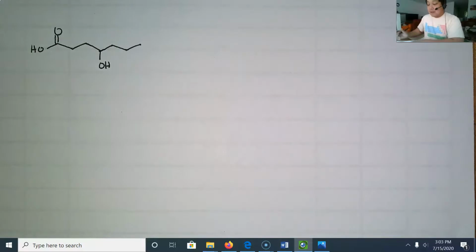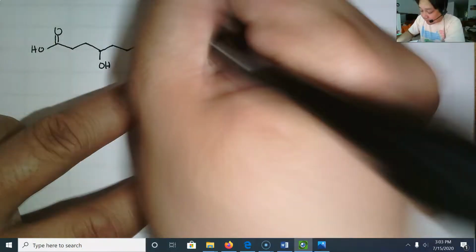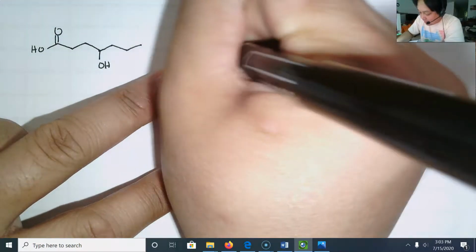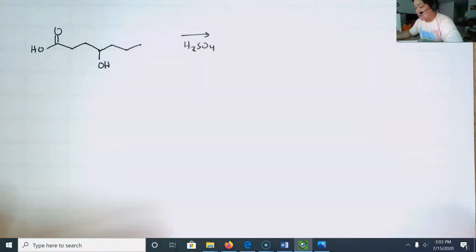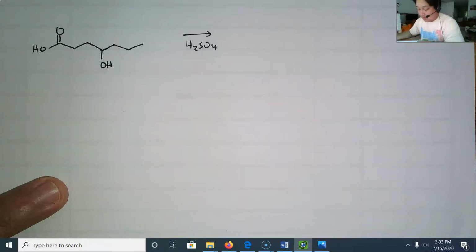I'm going to put the OH here, actually. I am going to imply that we're doing a Fischer esterification by putting acid. But what do we realize about this Fischer esterification? That we are having our hydroxyl group and our carboxyl group in the same molecule.